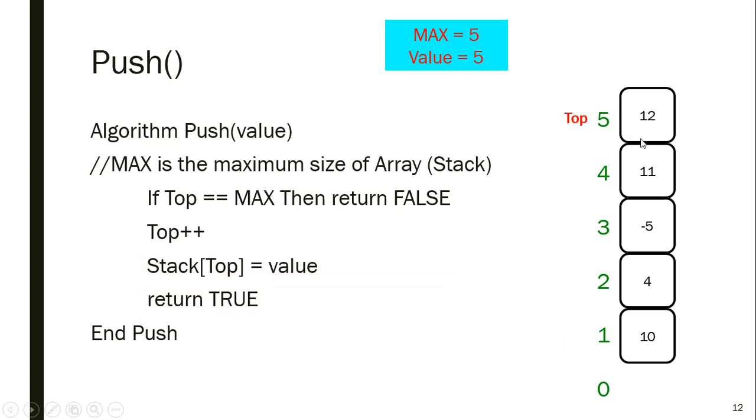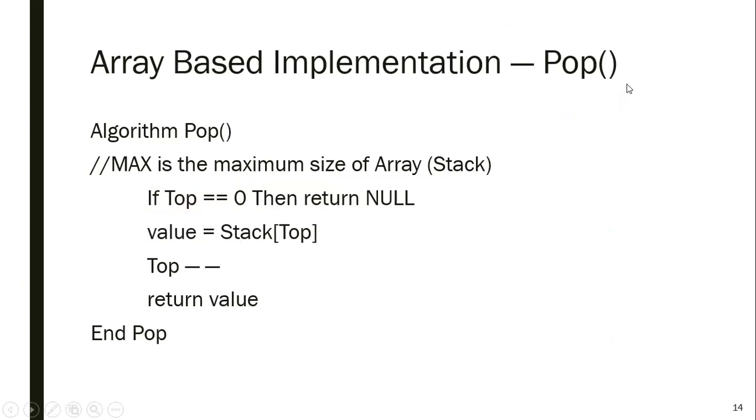Now there is another case. For example, if the stack was full, what will happen? See, if the stack is full and the maximum limit of the stack is 5, top will be pointing to this value. By pointing, I don't mean a pointer; it's a general term. So is top equal to max? Yes, it is equal. So it means you cannot insert a new value. It will return false, and it will do nothing more.